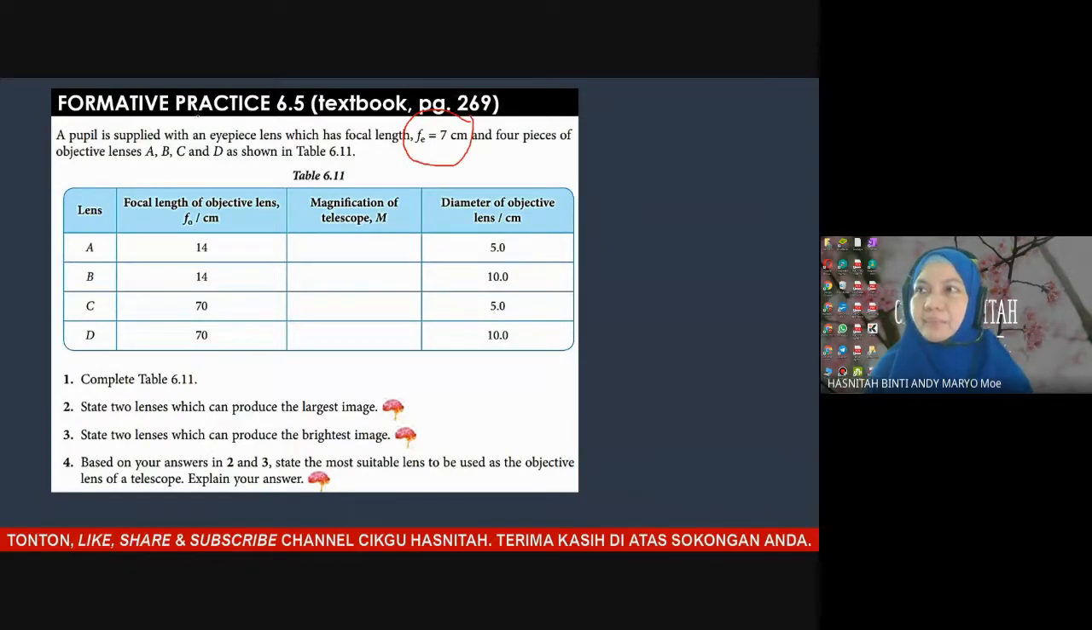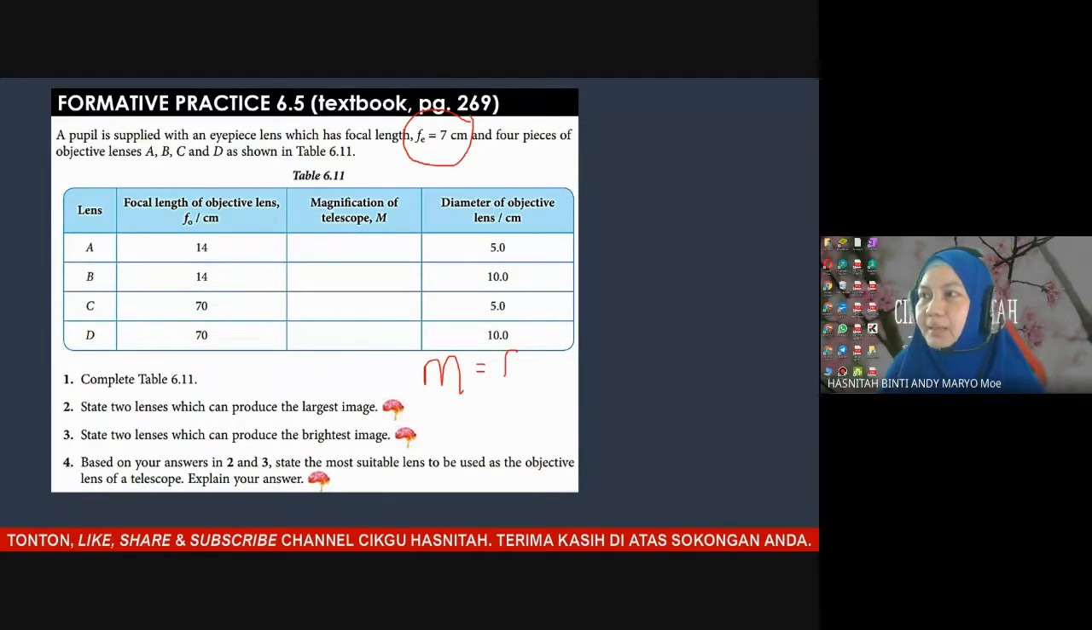The eyepiece is 7 cm and they give you 4 lenses A, B, C and D with a different focal length of the objective lens. A is 14, B 14, C and D both 70. So can you find the magnification for this telescope for A, B, C, and D? Remember what is the formula? Magnification for telescope. M equal to what divide by what?